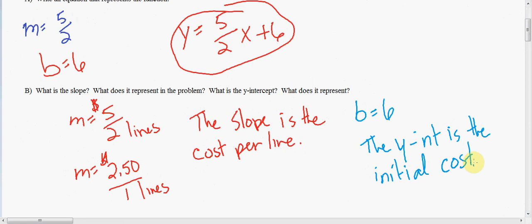Then after that, they're going to charge you per line $2.50 for every line. So the larger the ad, it is going to be more expensive, but based on the fact that you get charged $6 regardless, you probably want to have an ad that's worth your while rather than a short one, because you're going to pay at least $6 to get your ad run.